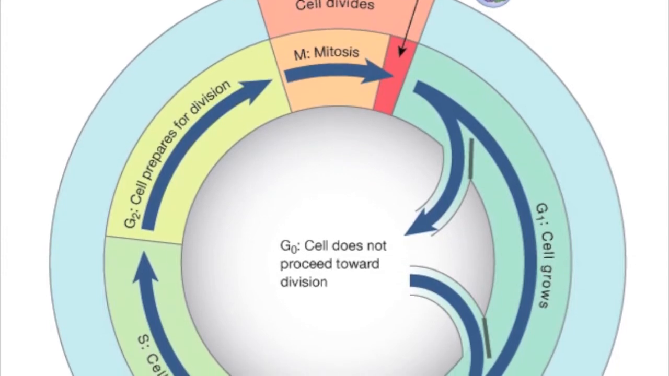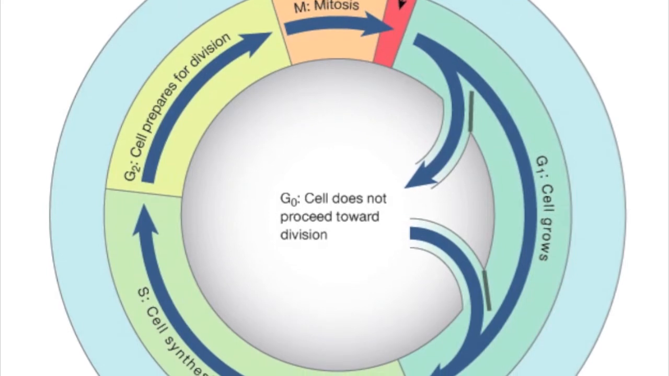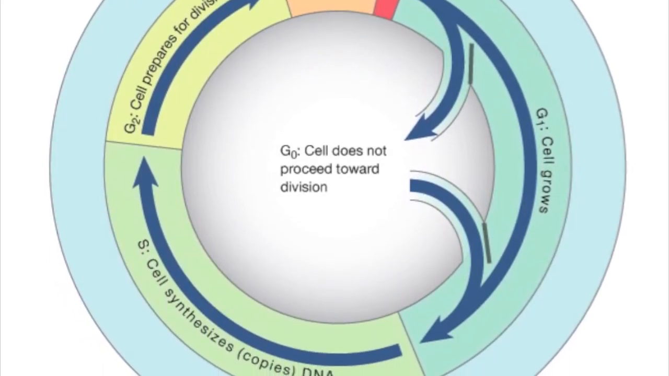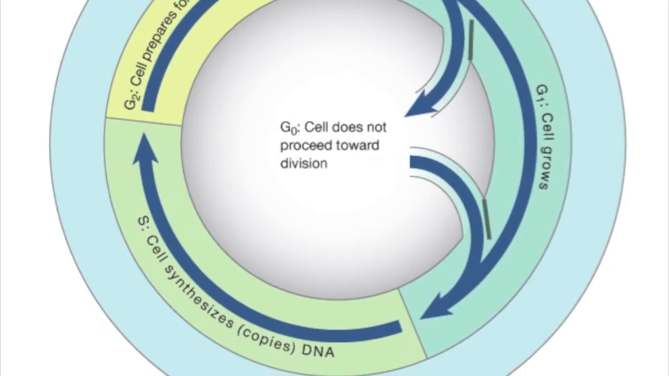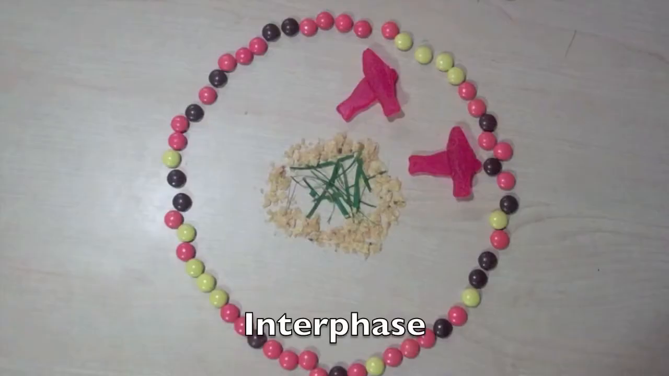The cell cycle is a series of events involving the growth, replication, and division of eukaryotic cells, consisting of interphase, mitosis, and cytokinesis. There are three stages of interphase. They are G1, S, and G2. During G1, or the first gap phase, the cell grows in preparation for division.